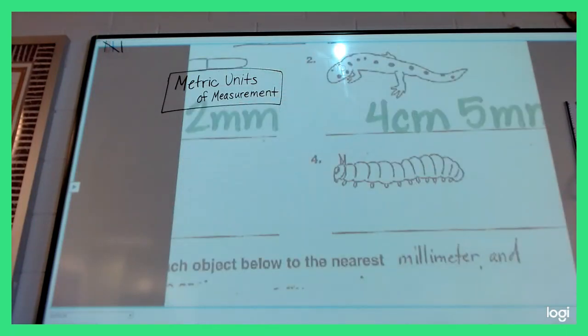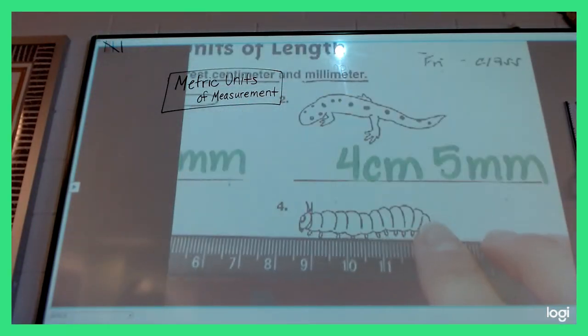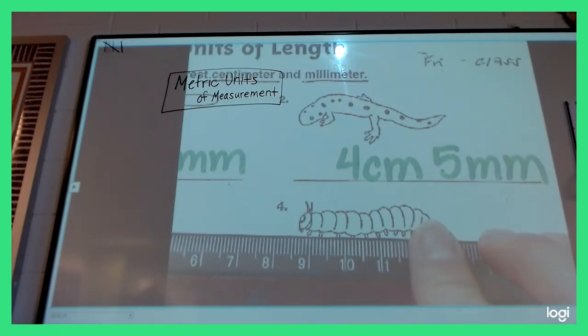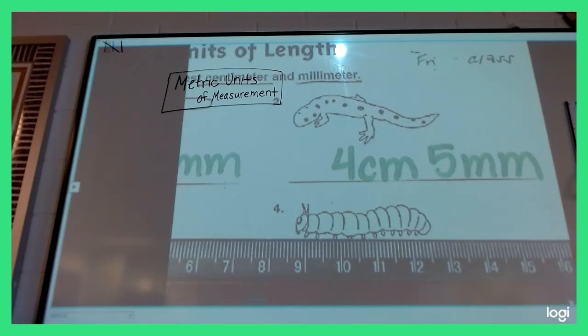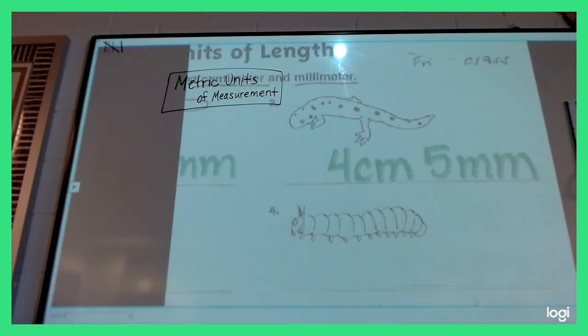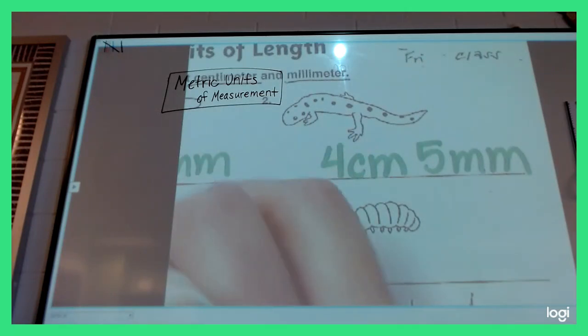Right now we need to see how many millimeters we have extra. All right. Any ideas? Dylan? 6 millimeters. That's what I got. It was just a little bit past halfway. 2 centimeters and 6 millimeters.